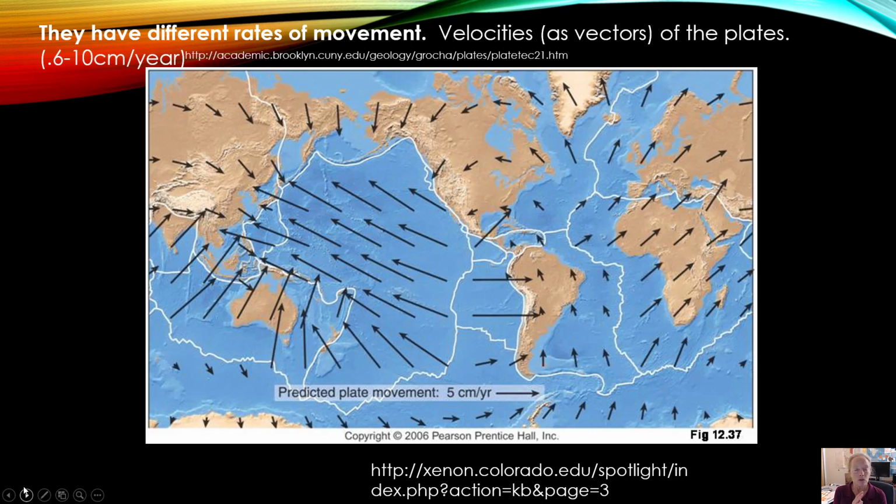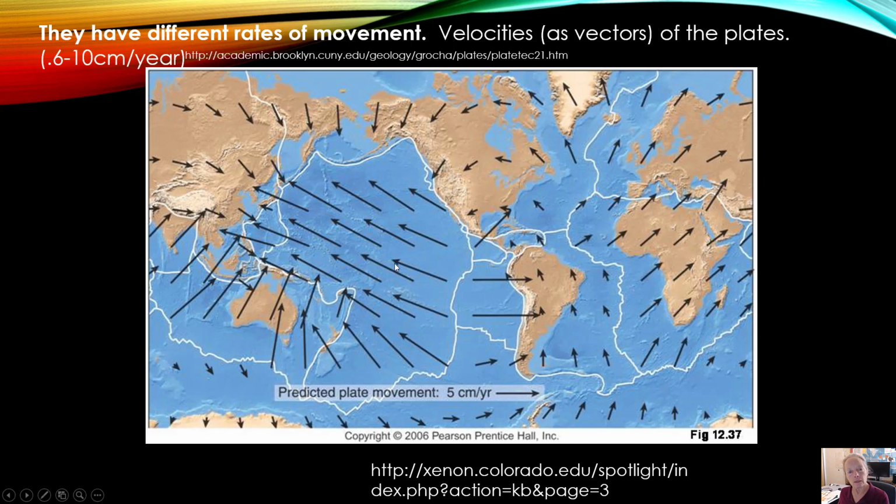These arrows show you 2 things. They're vectors. One, they show you the direction that the plate's moving. So, for example, you can see that the Pacific plate, by the way, this is an oceanography class, so hopefully you have at least looked up your major oceans. So you can see the Pacific plate is mostly moving west, and rather rapidly.